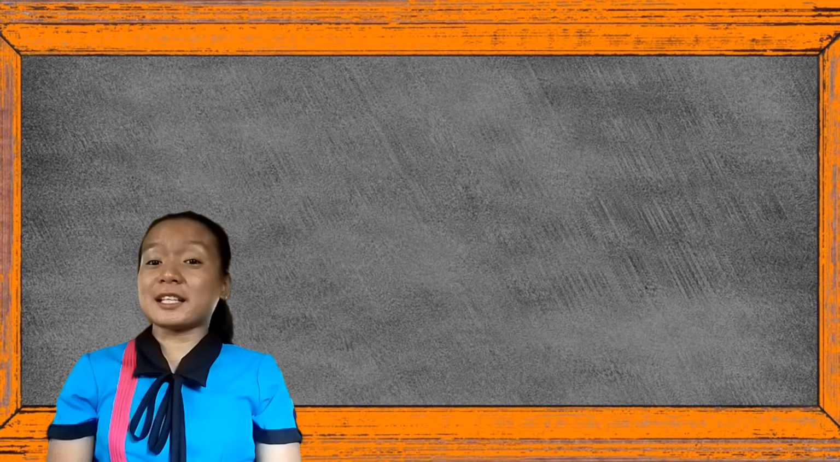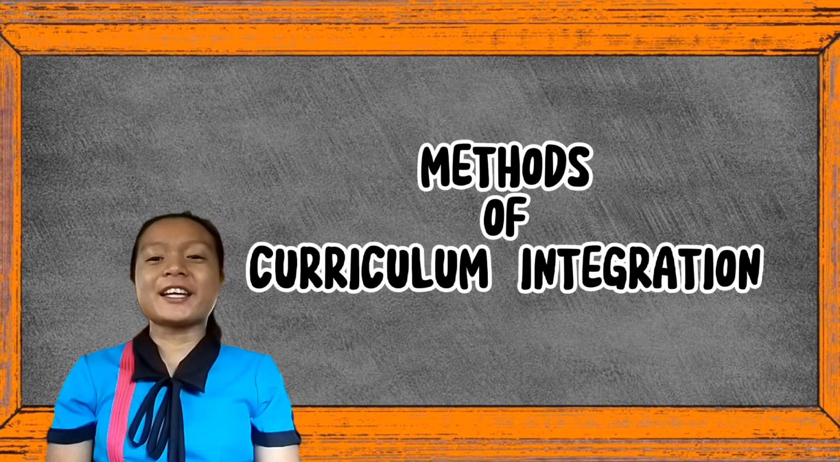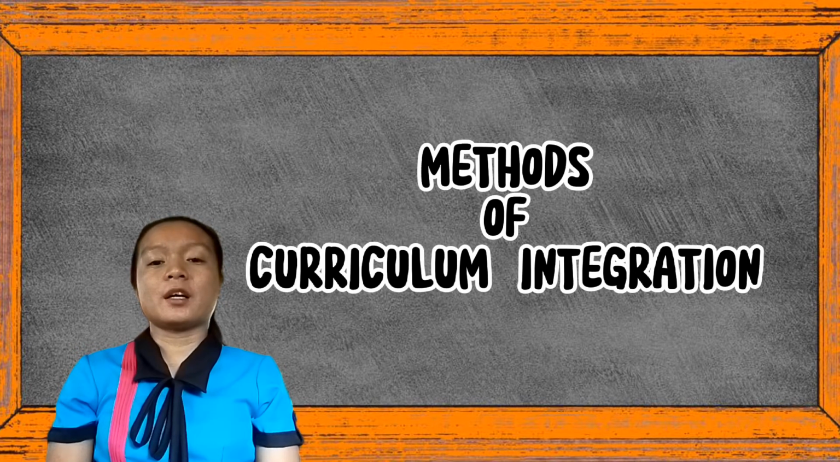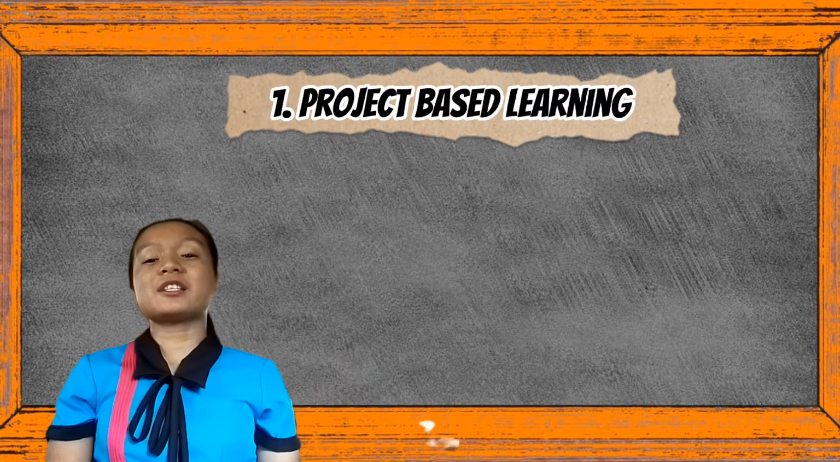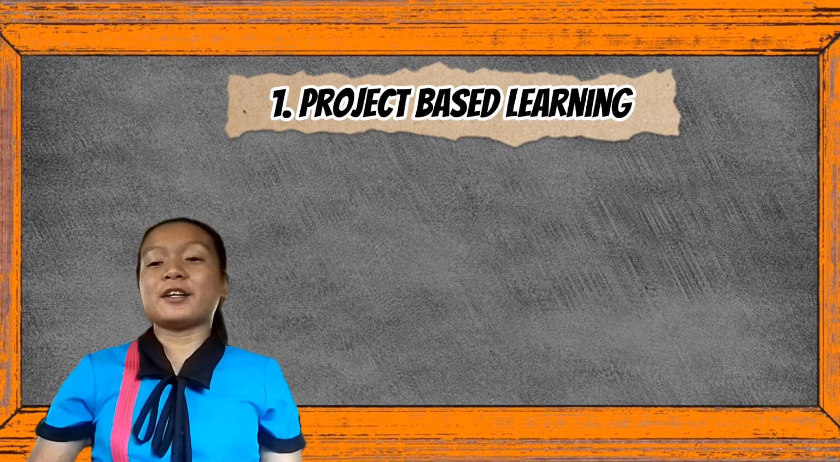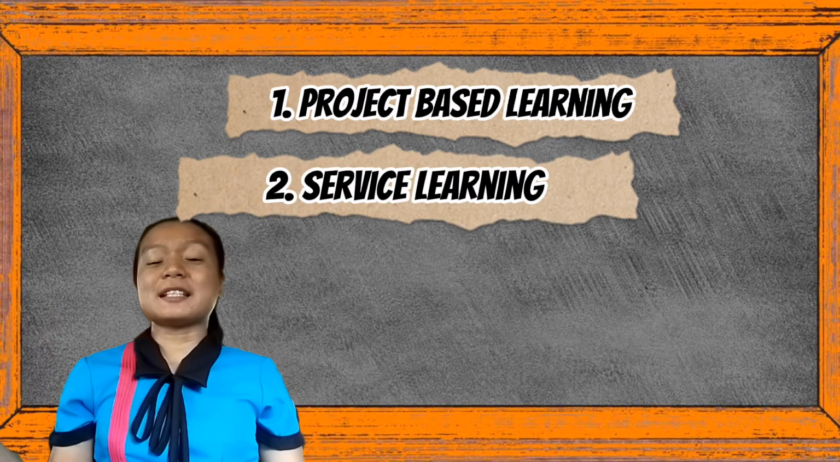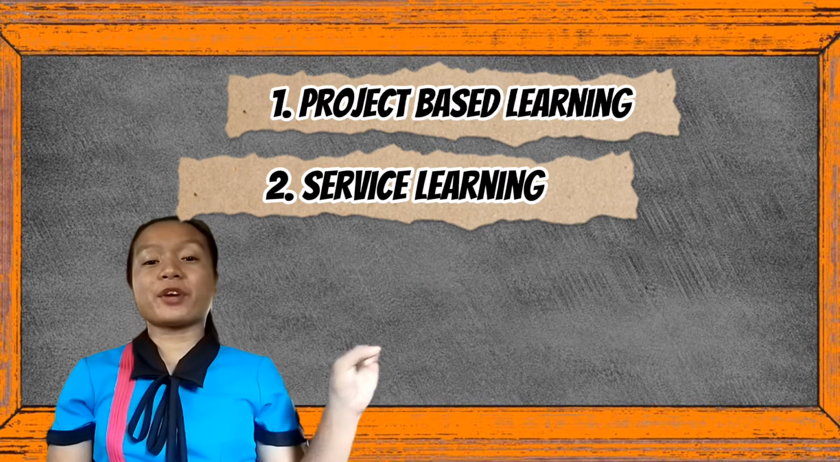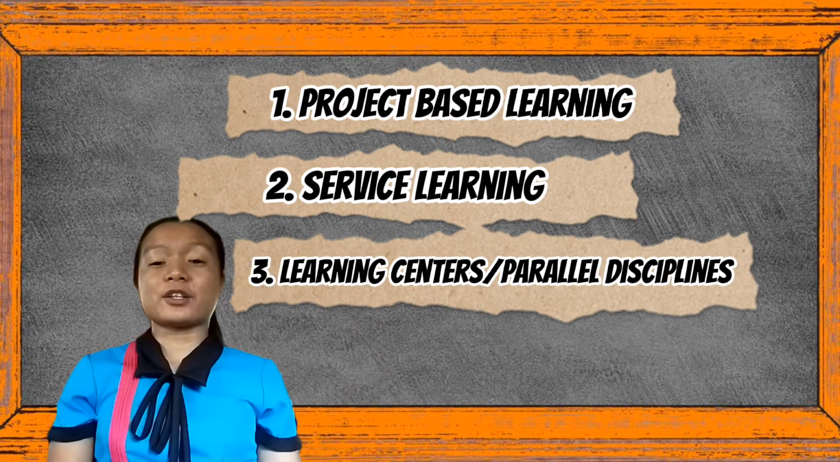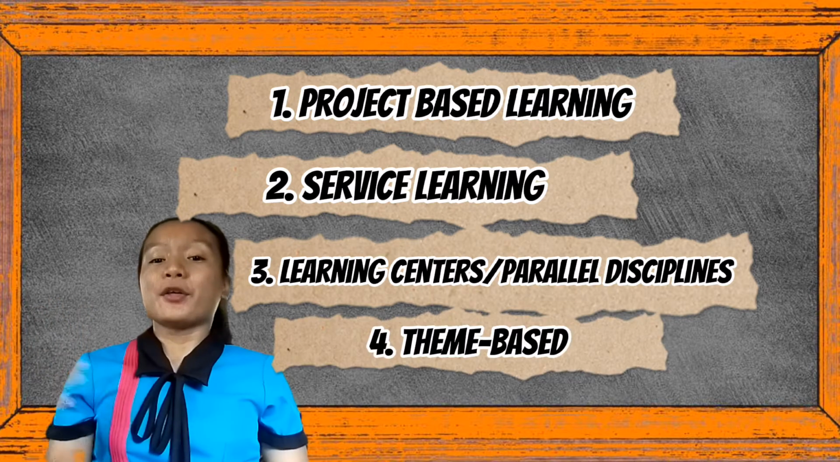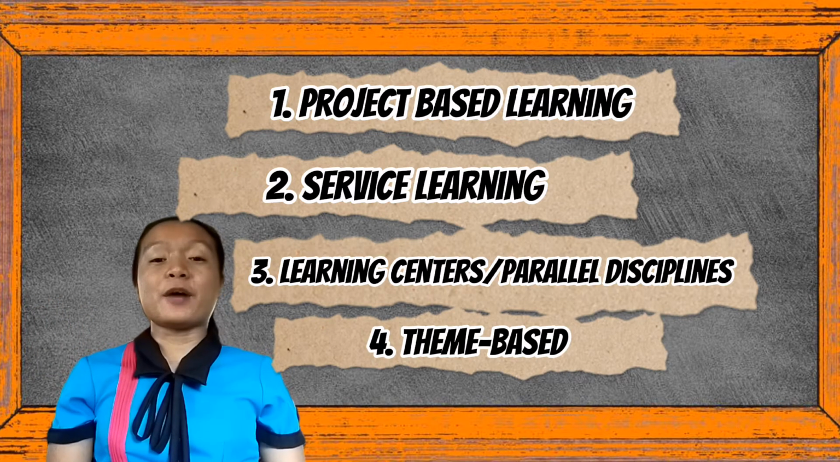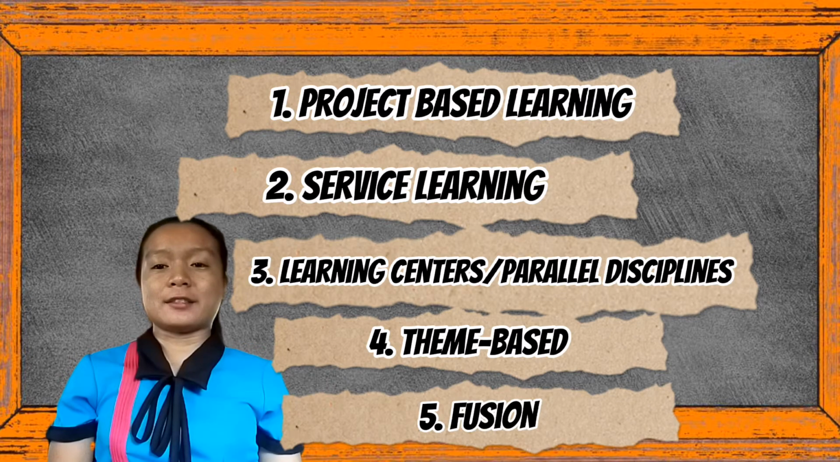We already defined what curriculum integration is, and we also already know about its function. So, let's proceed to the methods of curriculum integration. Here are the 5 methods of curriculum integration. Number 1, project-based learning. Number 2, service learning. Number 3, learning centers or parallel disciplines. Number 4, theme-based. And number 5, fusion.